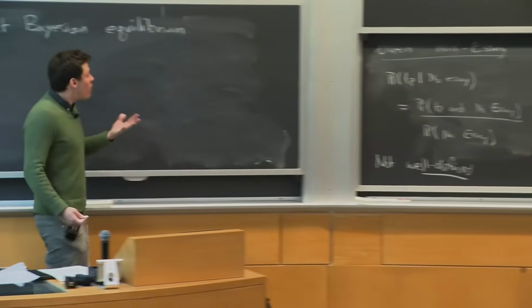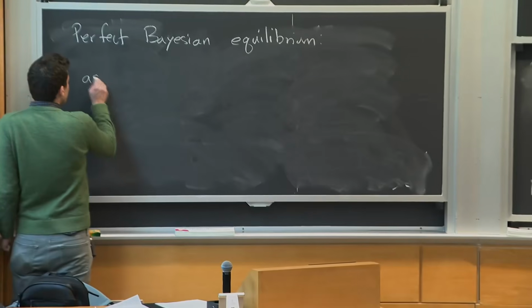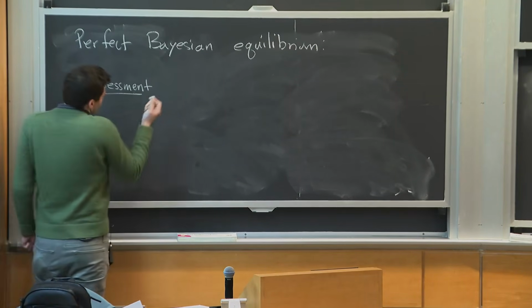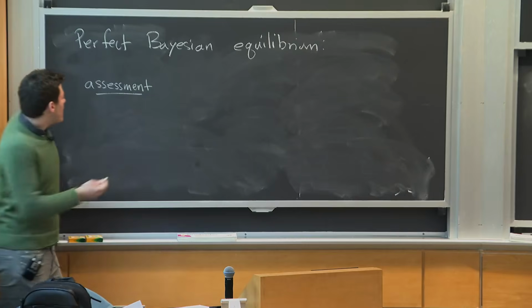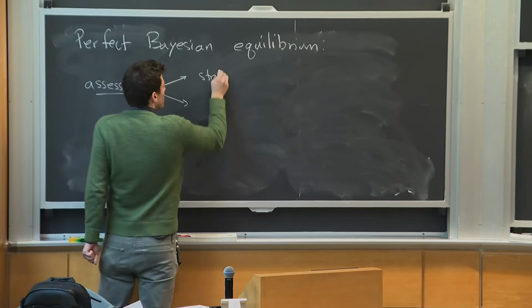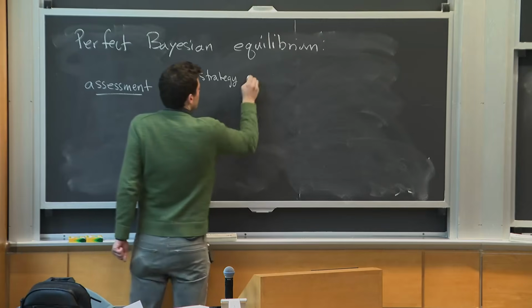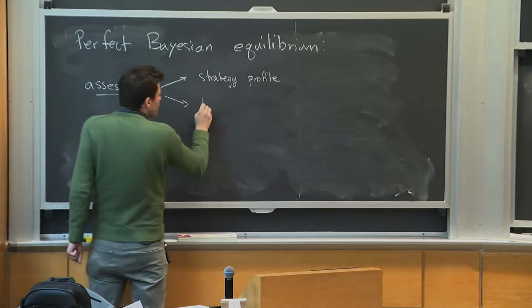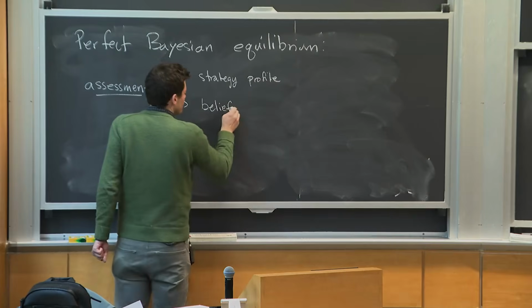So we're going to have this new object, which is going to be called an assessment. I think this is a silly word, but this is the word that's used. And that specifies two things. It specifies a strategy profile and also beliefs, or sometimes it's called a belief system.